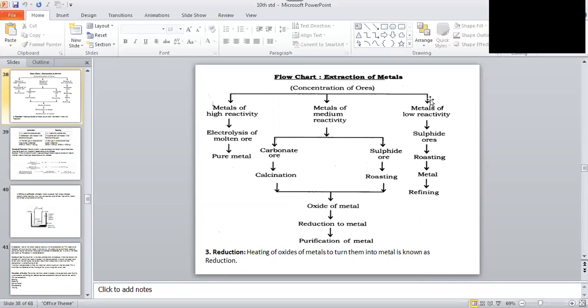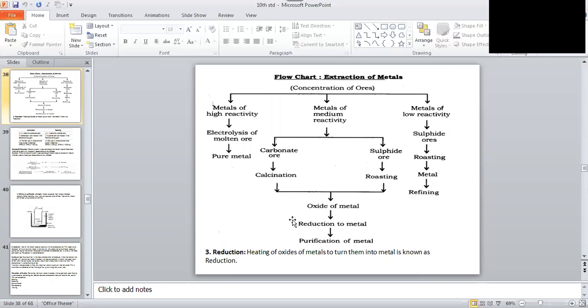Then the third type of metals are metals of low reactivity. They occur in the form of sulfide ore. Then roasting is carried out, converted into metal, that is an impure metal, and then refining is carried out.